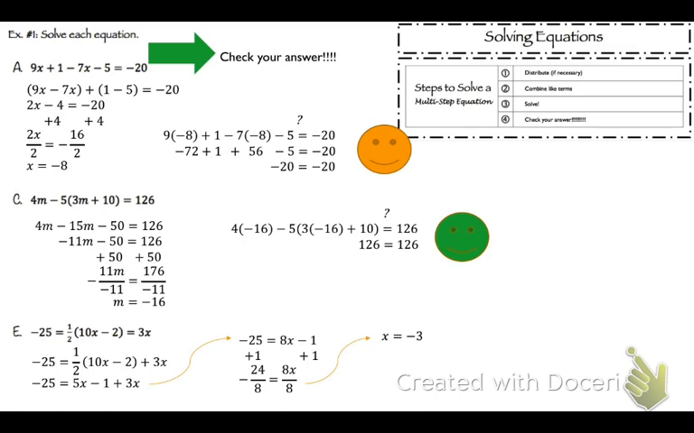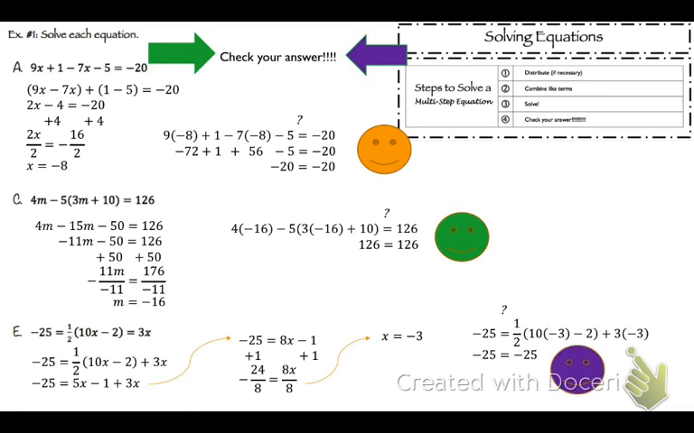Then we're going to check our answer again. So negative 25 equals that. Just plug in negative 3 for the x's. Plug the whole right side of that into your calculator, and you do get negative 25. Okay?